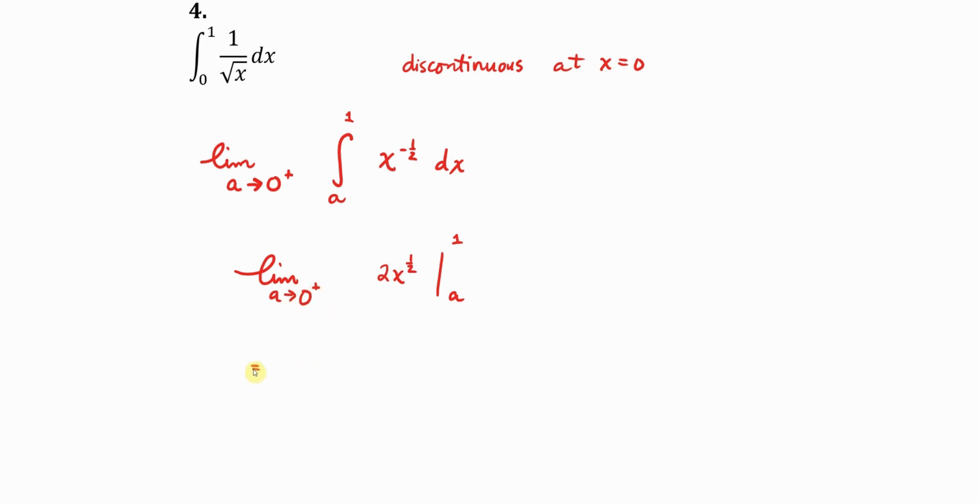Okay, so this is the limit as a approaches 0 from the positive side of 2 times 1 to the 1/2 minus 2 times a to the 1/2. So this first part right here, 2 times 1 to the 1/2, that's just equal to 2. And the limit as a approaches 0, in other words, as you put in a very, very small number for a, 0 to the half power, or the square root of 0, is also equal to 0. So that just turns out to be 2 times 0. So this is gone. So our final answer is just equal to 2.